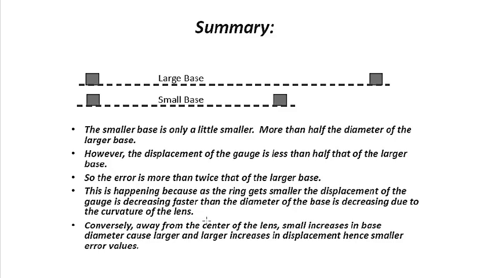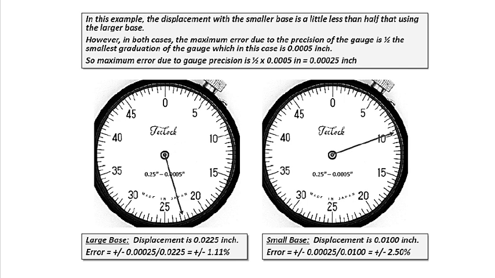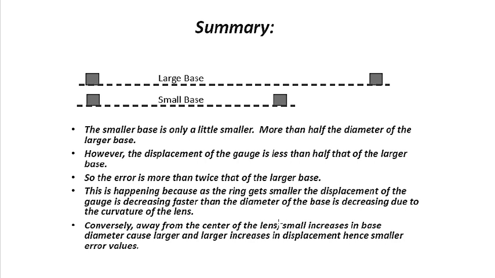And that is happening because as your ring gets smaller, the displacement of that gauge is decreasing faster than your diameter. So when you think about the ring number being 7 now from 10, and the displacement is this one right there, and we compare both of them, we found that as the ring gets smaller, the displacement of that gauge is decreasing faster than the diameter of the base, and that's because of the curvature of that lens.